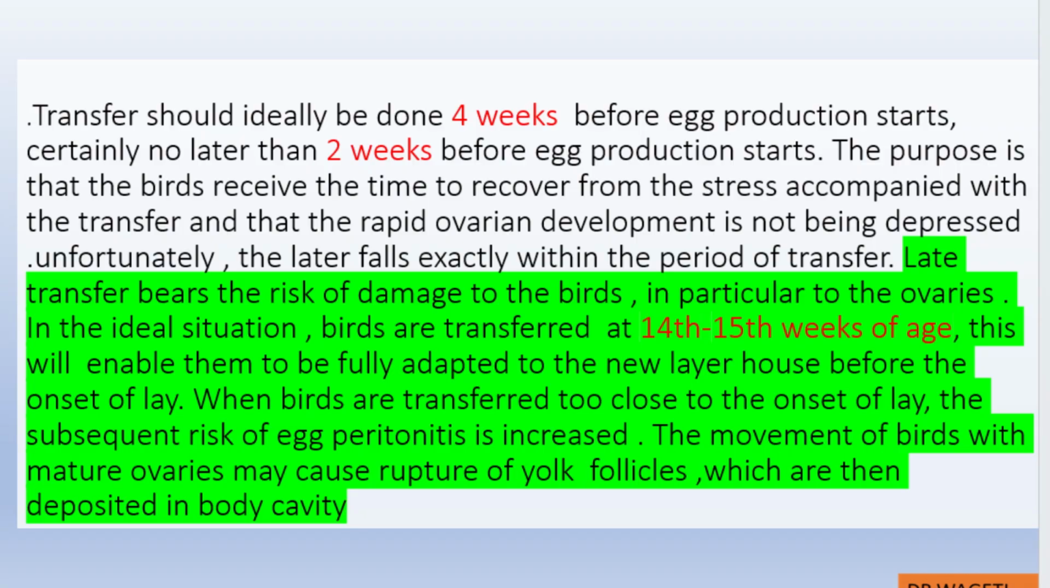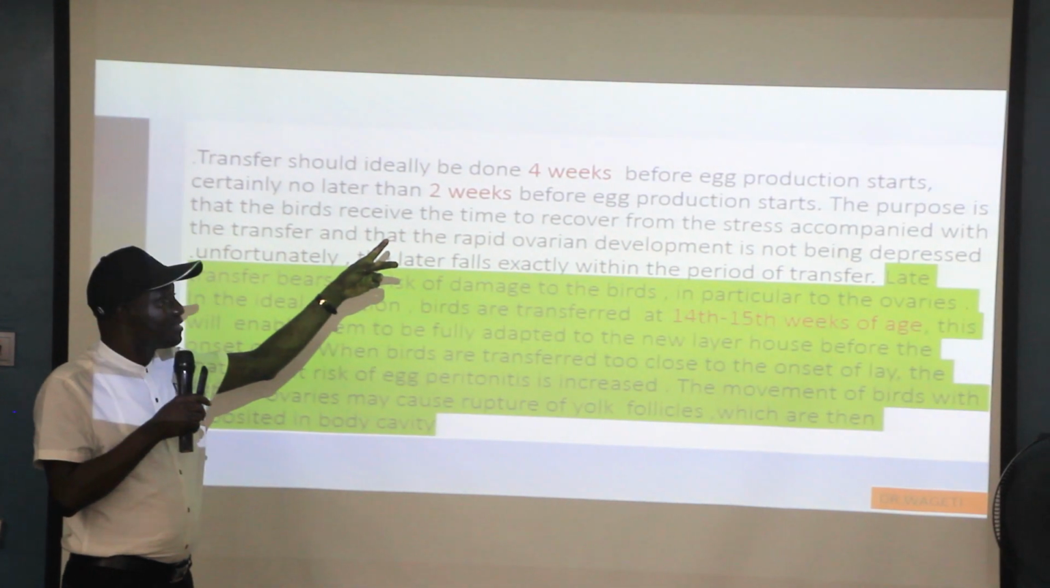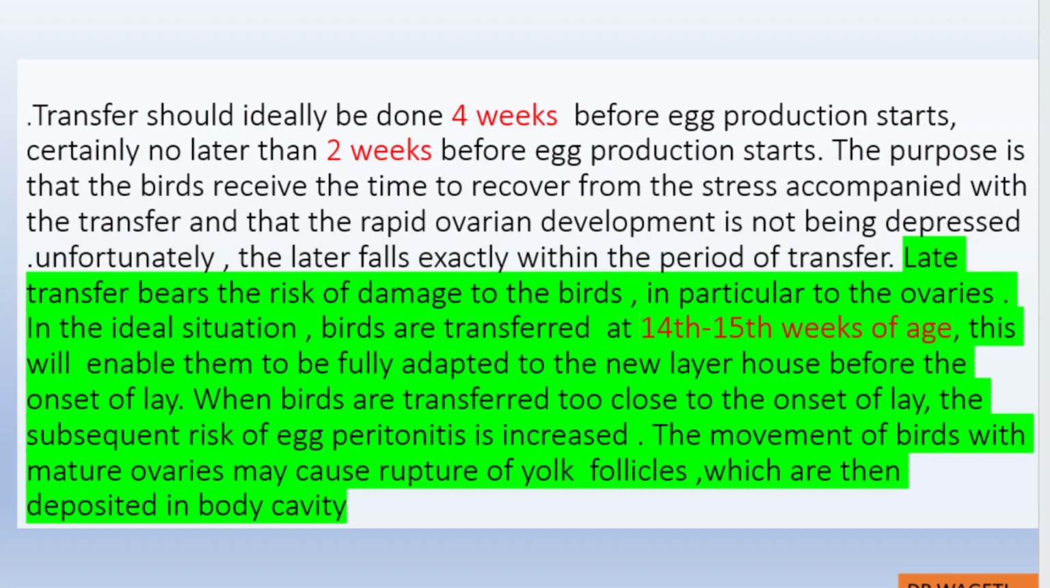Transfer shall ideally be done 4 weeks before egg production starts. Very key. Certainly not less than 2 weeks before egg production starts. The purpose is that the birds receive the time to recover from the stress accompanied with the transfer, and that the rapid ovary development is not being depressed. Unfortunately, most farmers, the later fall exactly with the period of transfer. They transfer 2 weeks to the onset of production. So let transfer bear the risk of damage to the birds, in particular to the ovary.